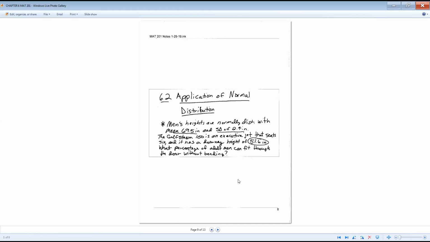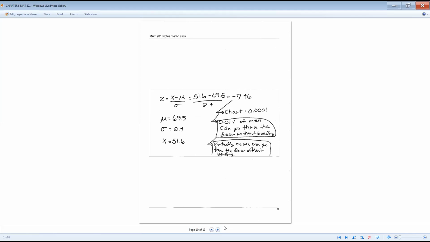So the data value in question is the 51.6. We want to know the percentage of adult men that are shorter than 51.6. If they're taller than 51.6, then of course they would have to bend down or stoop down. They give us the mean at 69.5, standard deviation at 2.4, and the data value X is 51.6. So plug that into your z-score formula. 51.6 minus 69.5 divided by 2.4 gives you negative 7.46.